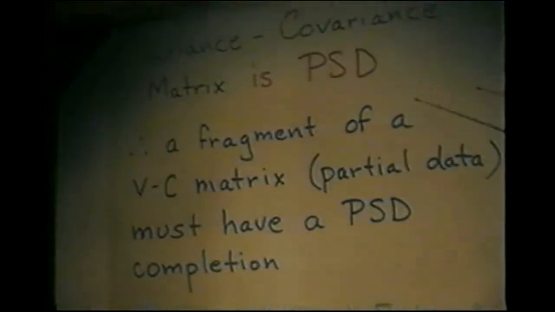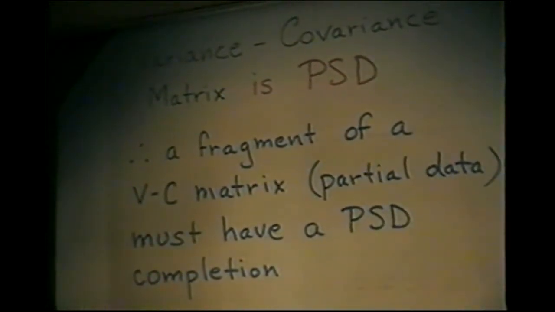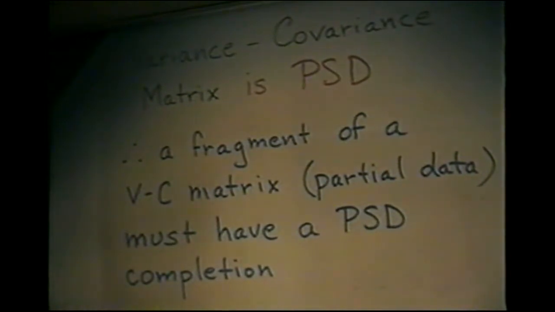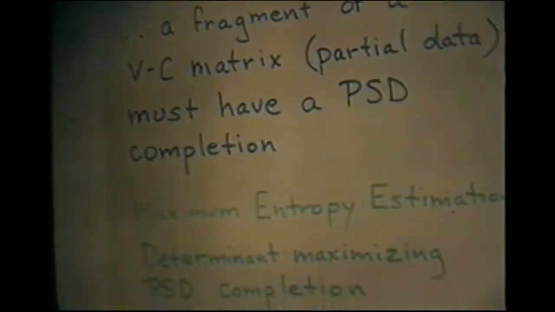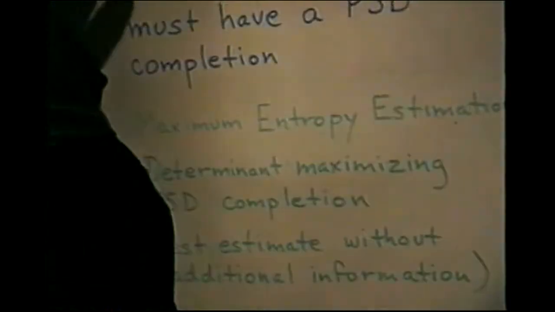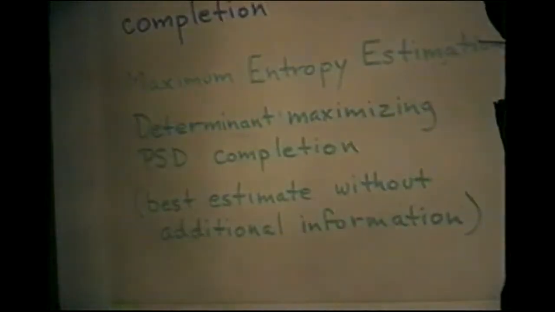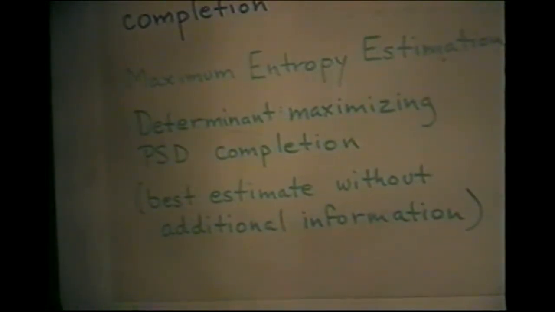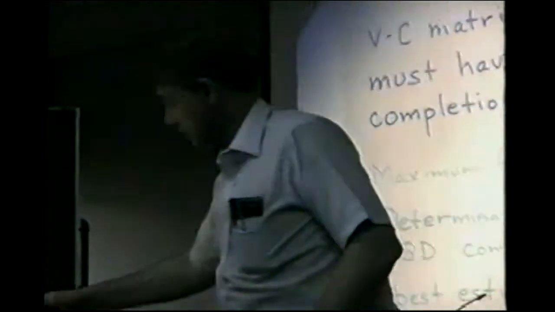So I mentioned missing data problems. Let me just elaborate on that slightly. If I have a vector random variable, the variance covariance matrix is always a positive semi-definite matrix. And if I have some fragment of the variance covariance matrix because I have partial data, then that fragment must have some positive semi-definite completion. It's just that I don't know what completion. There's a method called maximum entropy estimation, which means that you should pick the determinant maximizing positive semi-definite completion. And that turns out to be the best estimate of the variance covariance matrix, assuming that you have no other information. Okay? So that's a classic statistical problem where some of these ideas are used.